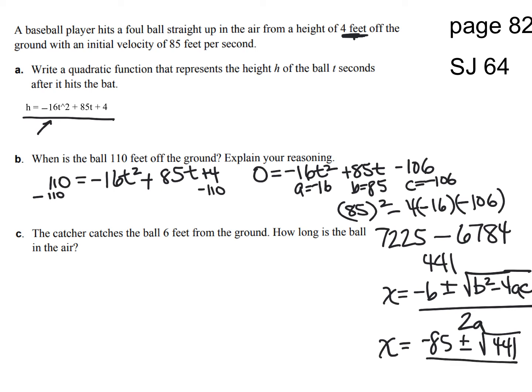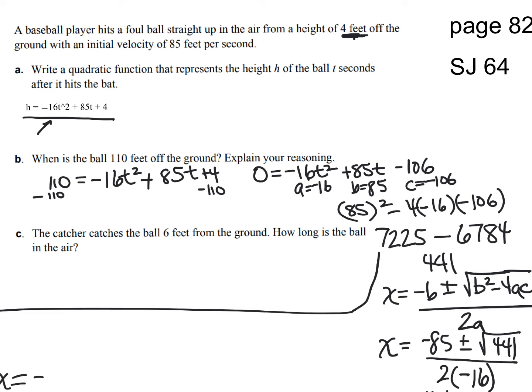All over 2 times a, so 2 times negative 16. And see, there's that a value negative. You all know I don't like that, but it's okay. x equals negative 85 plus or minus 21 divided by negative 32. My two solutions: x equals negative 85 plus 21 divided by negative 32, and x equals negative 85 minus 21 divided by negative 32.